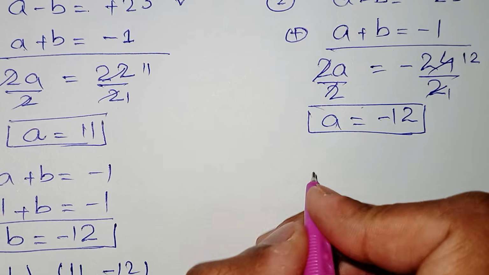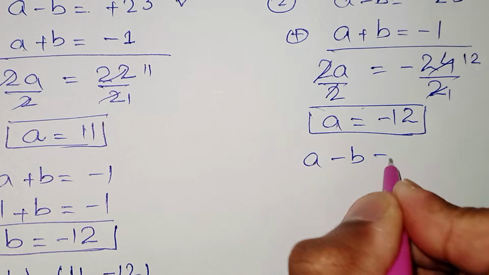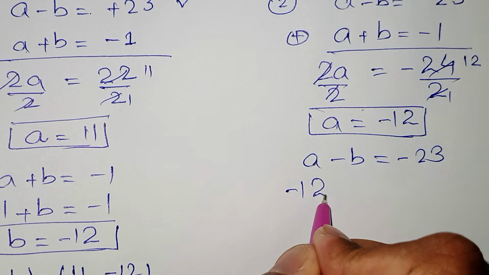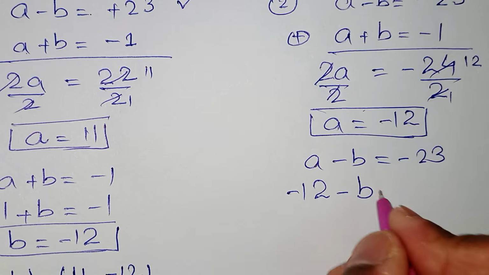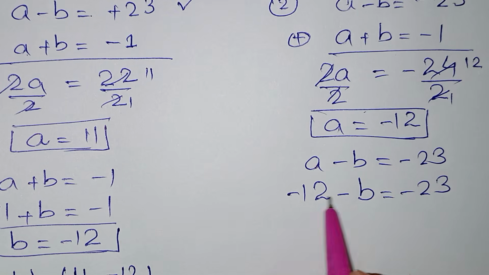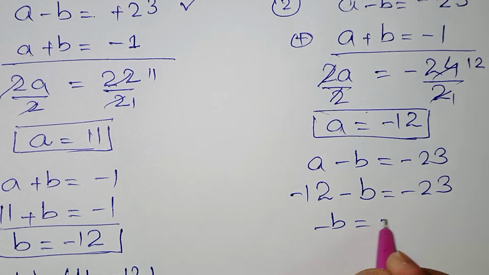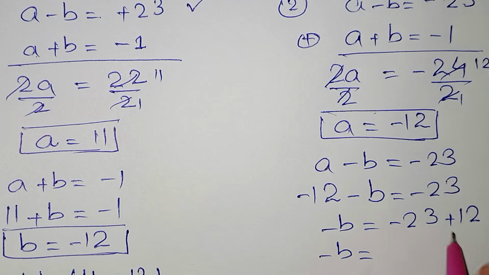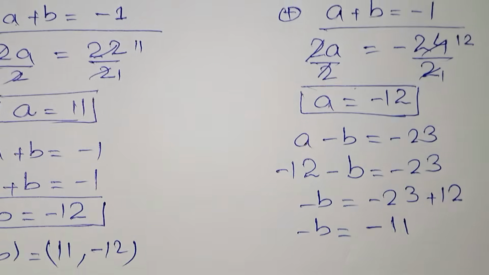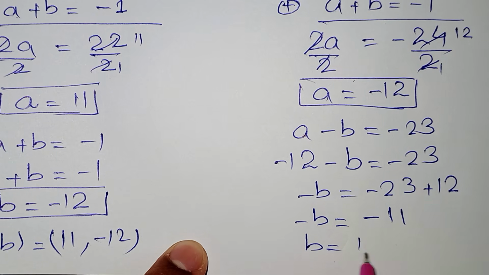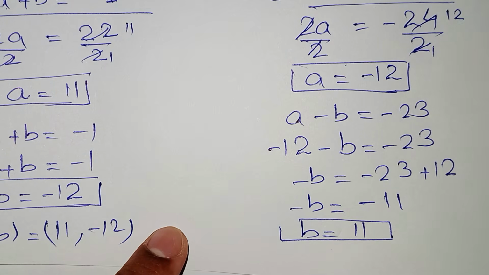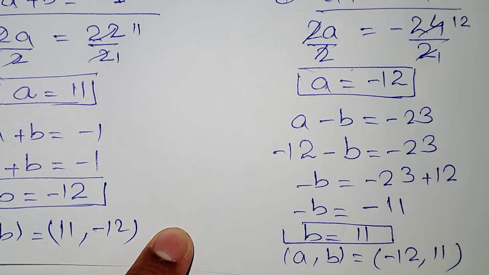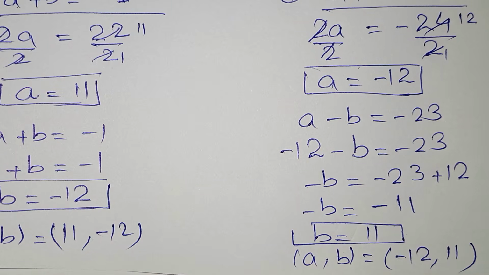Put this value back in the equation a − b = −23. What is a? −12 − b = −23. Add 12 on both sides: −b = −23 + 12. −b = −11 and b = 11. So we have (a, b) = (−12, 11). We have two values of a and b in pair.